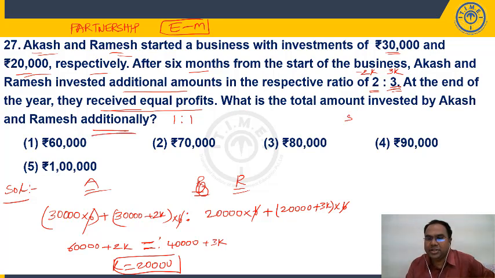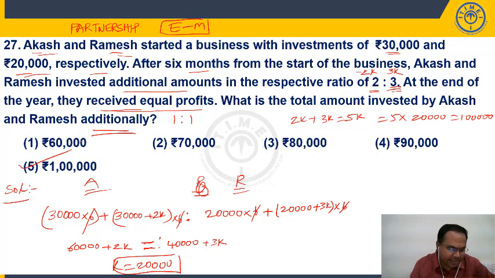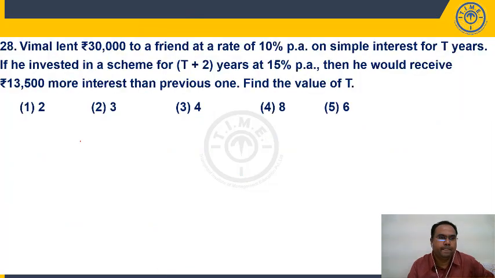Additionally, they both of them invested 5K, right? Because 2K by Akash, 3K by Ramesh, total 5K. 5 into K value is 20,000. So additionally, both of them together have invested 1 lakh rupees. 1 lakh is present in fifth option.